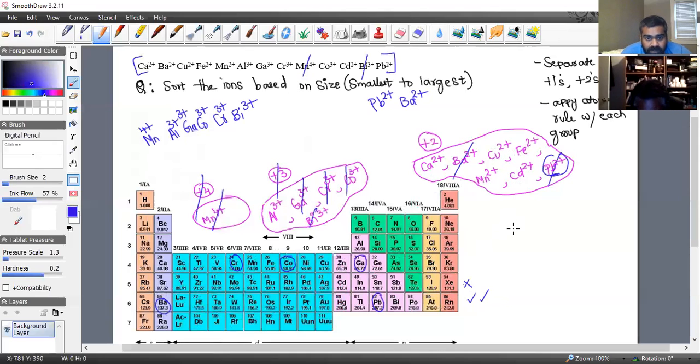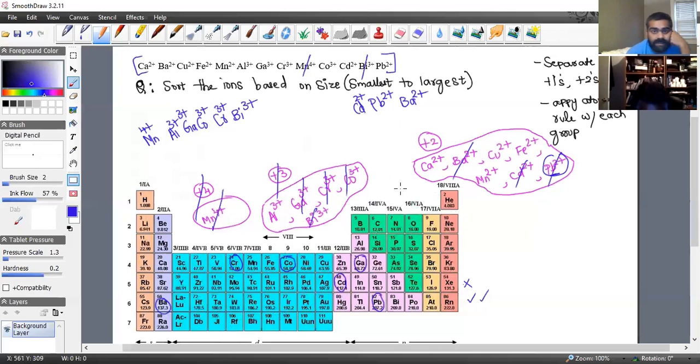Cadmium. Where is cadmium? Right here. Very good. So let's check that out. And I don't believe there is anything else. Is cadmium above the 2 that we already finished? Yes. Is it bigger or smaller? It's smaller. Very good. Cd2+.